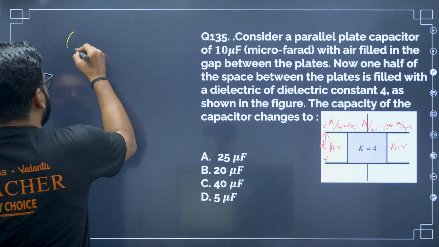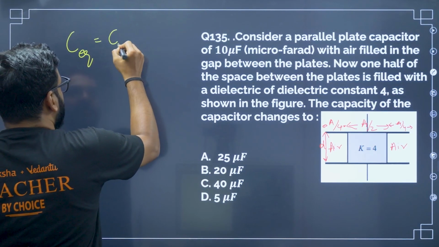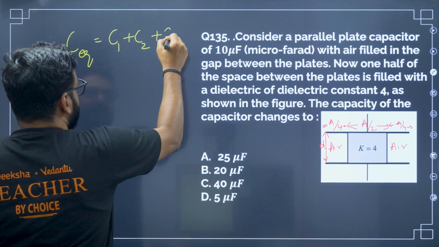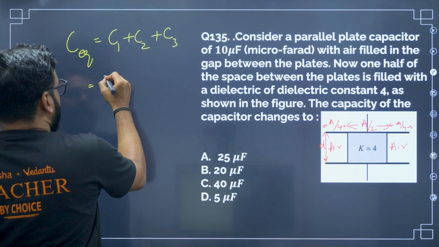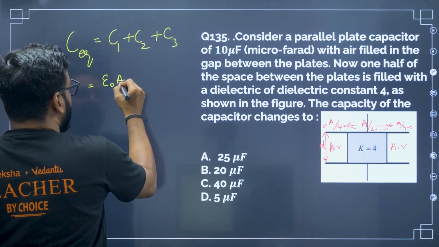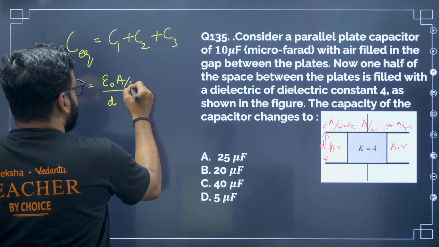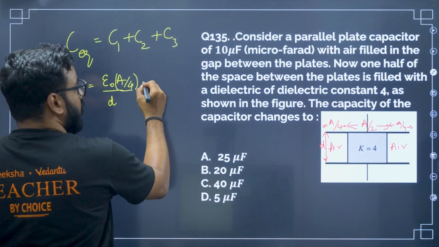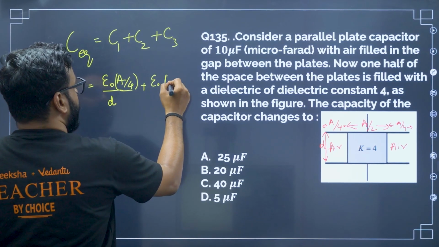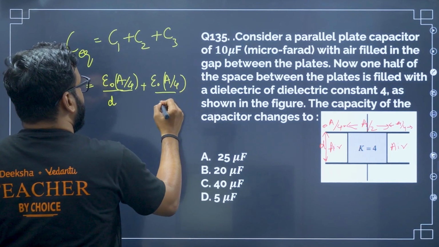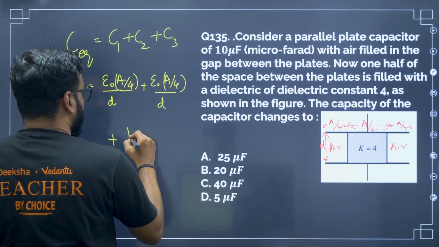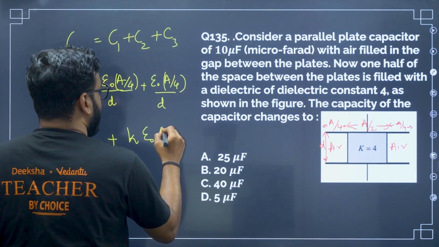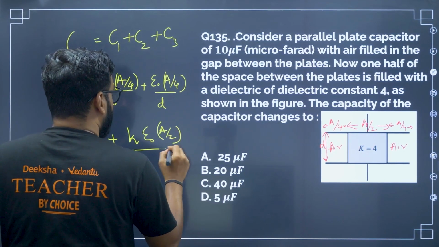So how would you find C equivalent in case of parallel? C1 plus C2 plus C3. So we have 2 airs, so C1 and C2. For air, how do you write it? Epsilon naught A by D. Here A is A by 4, so epsilon naught A by 4 by D, plus, with this dielectric we have K epsilon naught A by 2, whole divided by D.